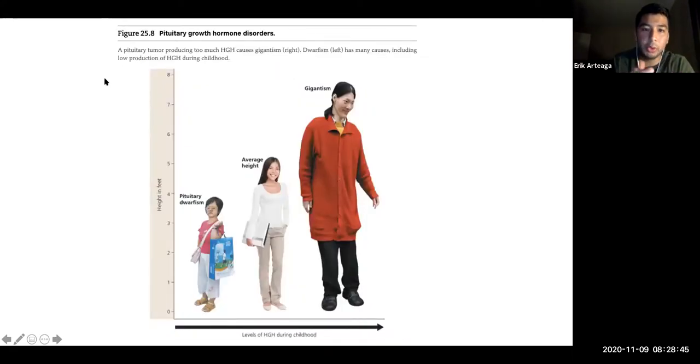So pituitary and growth hormone disorders. So a pituitary tumor producing too much human growth hormone causes giantism, shown on the right, and dwarfism shown on the left. Okay, so this is going to be pituitary dwarfism or pituitary giantism.